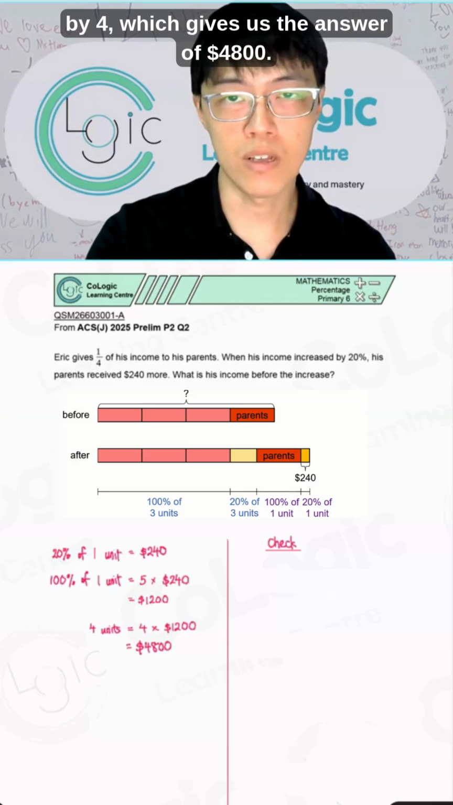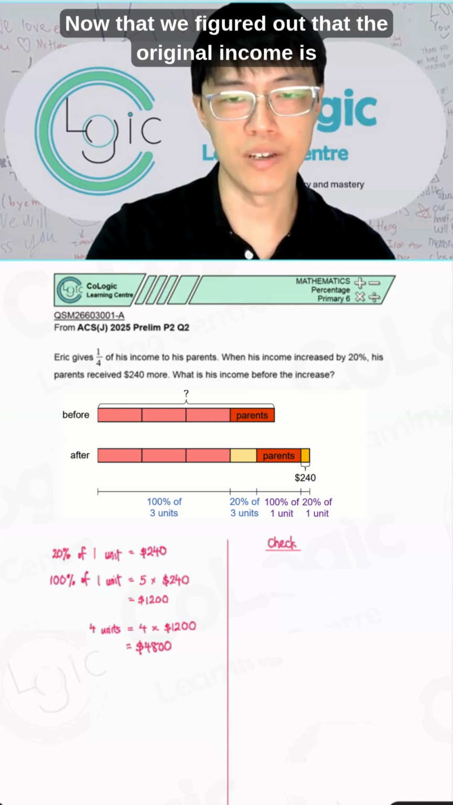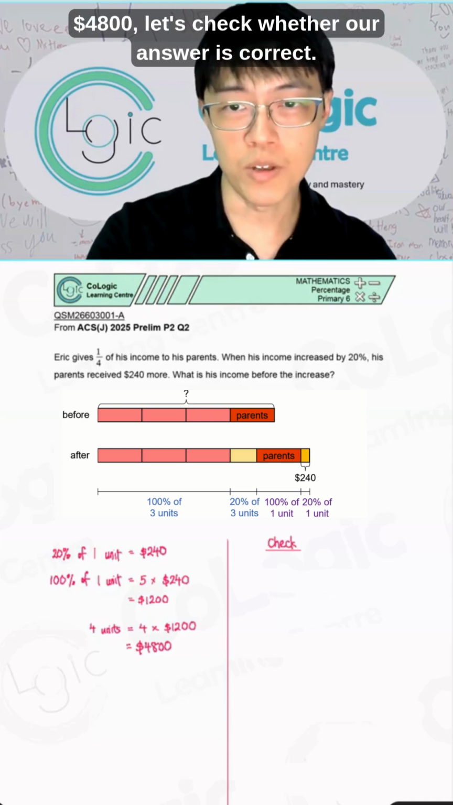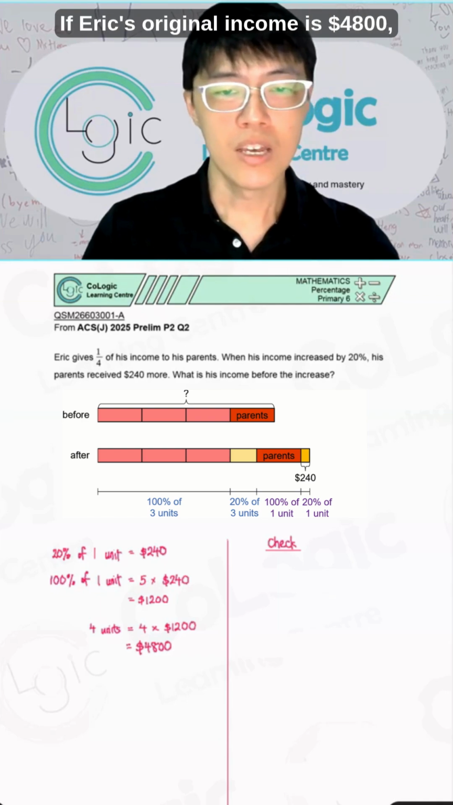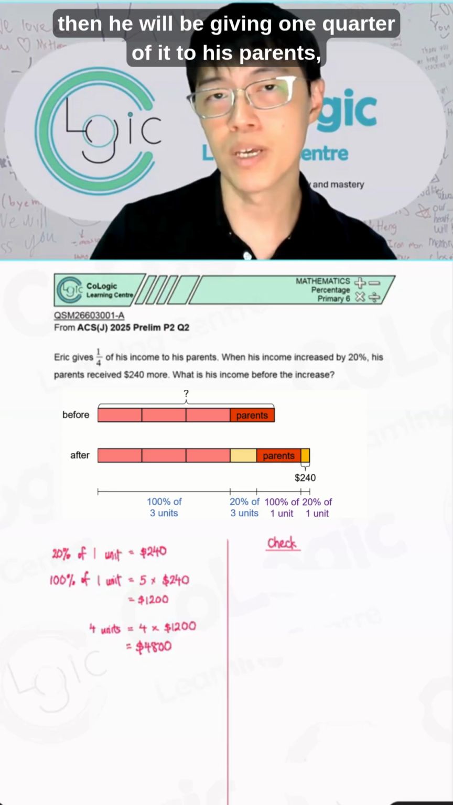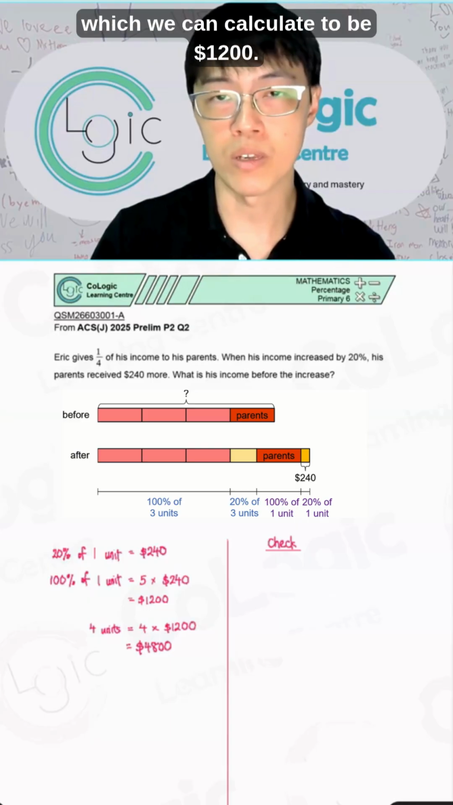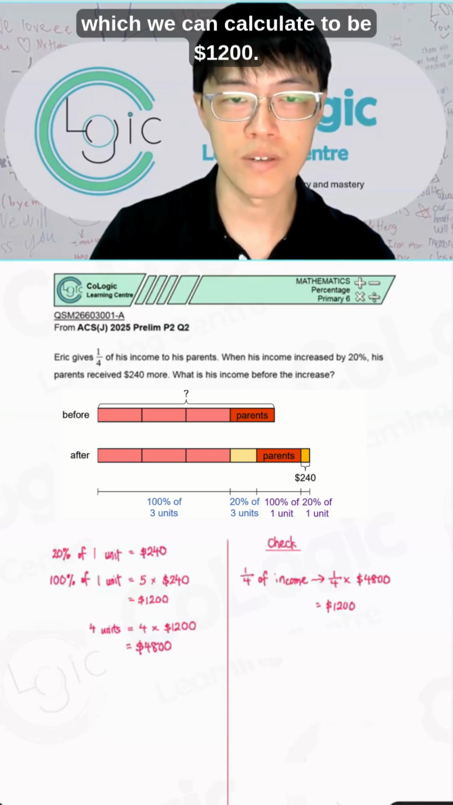of $4,800. Now that we figured out that the original income is $4,800, let's check whether our answer is correct. If Eric's original income is $4,800, then he will be giving 1/4 of it to his parents, right? Which we can calculate to be $1,200.